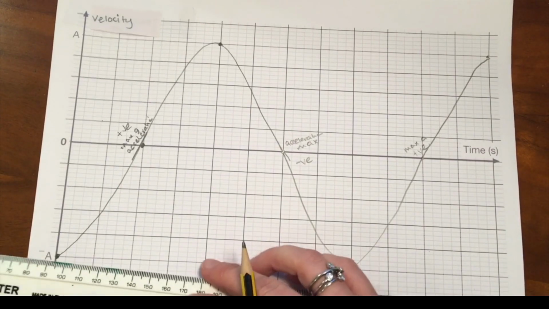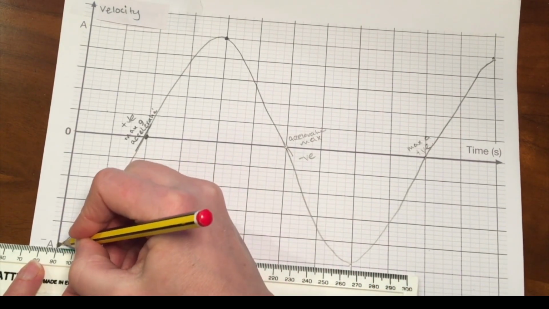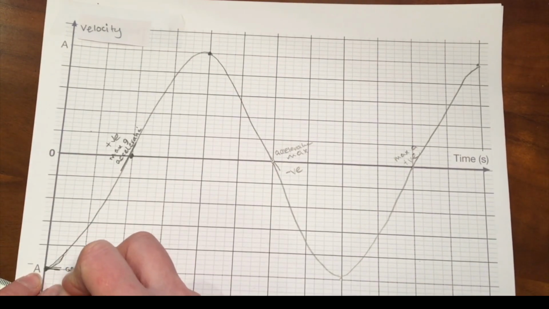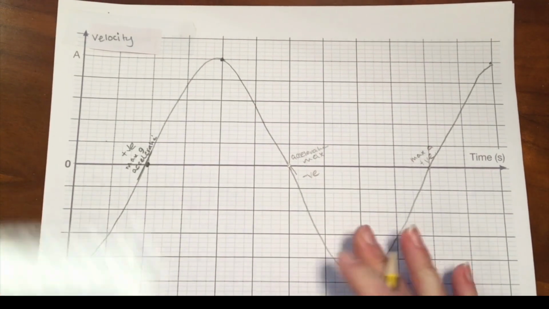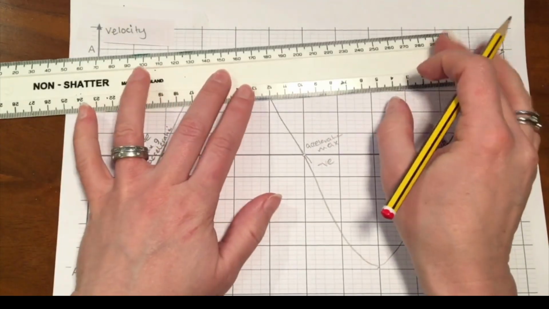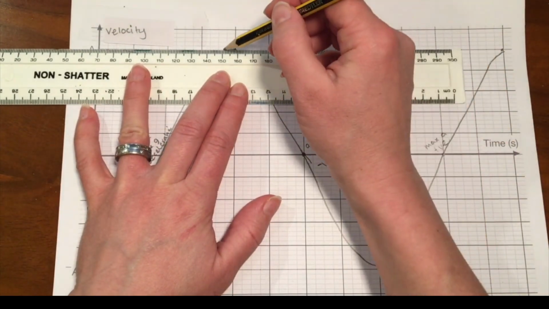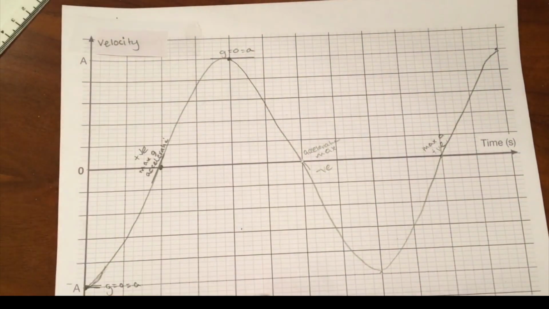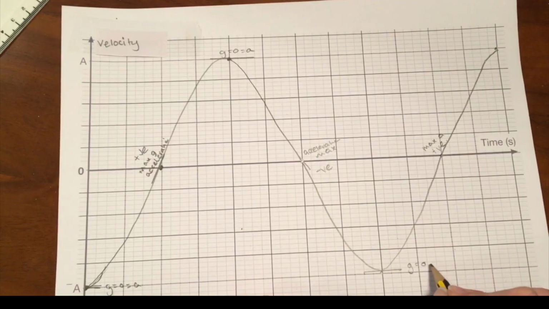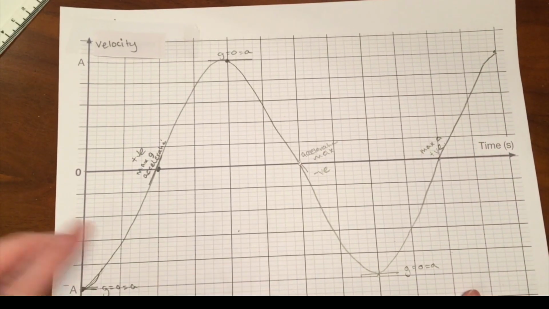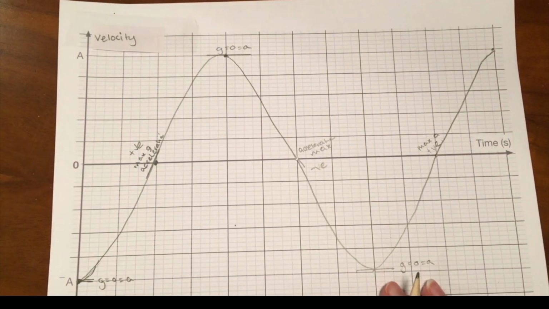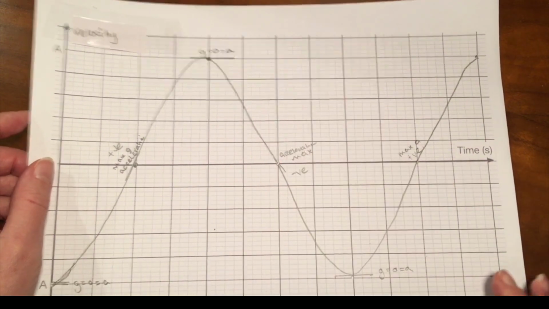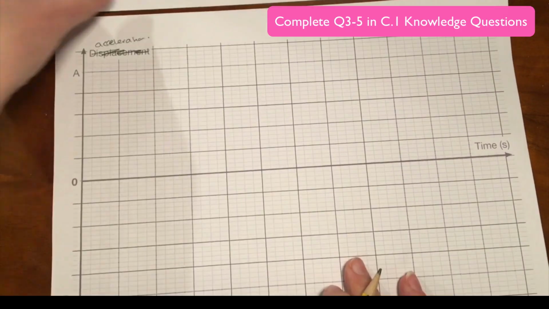At these points here, that should sort of be curving round, that's got a gradient of 0, which means acceleration is 0. Here, we have a gradient of 0, so acceleration is 0. And here we have a gradient of 0, so acceleration is 0, and so on. So we can use this detail to plot an acceleration time graph.